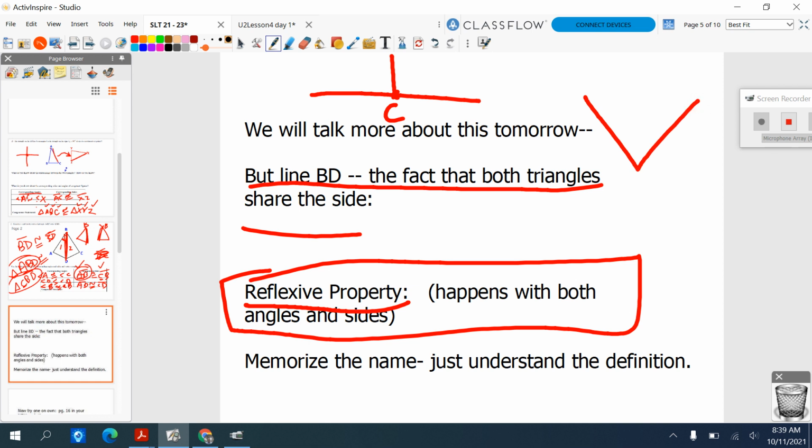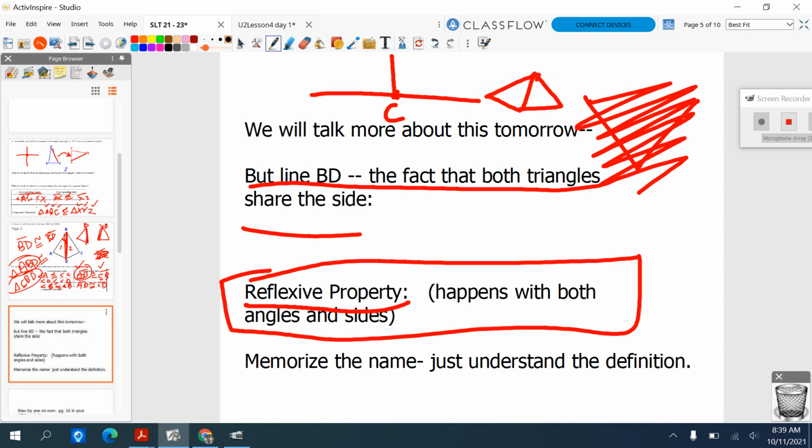Oh, you know what? I can't think of a good example with the angles. I'll show you guys tomorrow. I'm sorry about that. But basically, if they overlap and it's the same side, so in that last example, it was the fact that both triangles shared this side. The fact that they're equal is obviously that they share them. It's the same one because it overlaps, but the property is called the reflexive property. Now I'm really bummed out that I can't think of a good example with the angles.